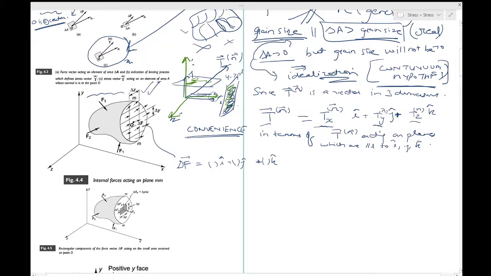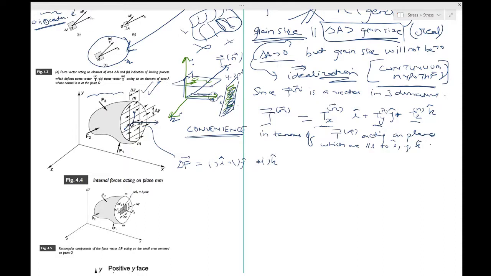So one axis will be normal to this surface. Sorry, let me show that over here. One axis will be normal to this surface over here, and the other two are parallel to this surface. So that is what we mean by this sentence.